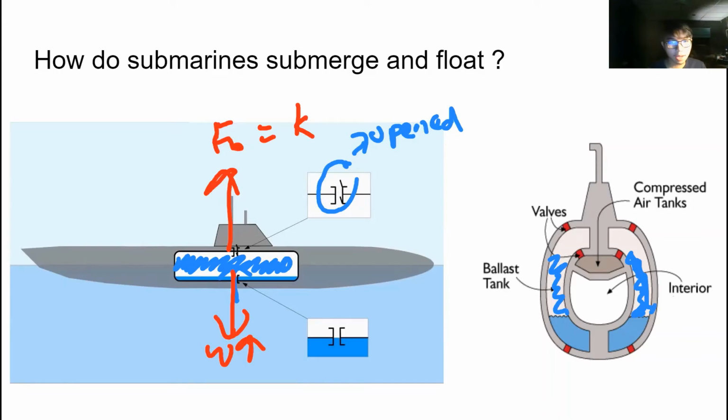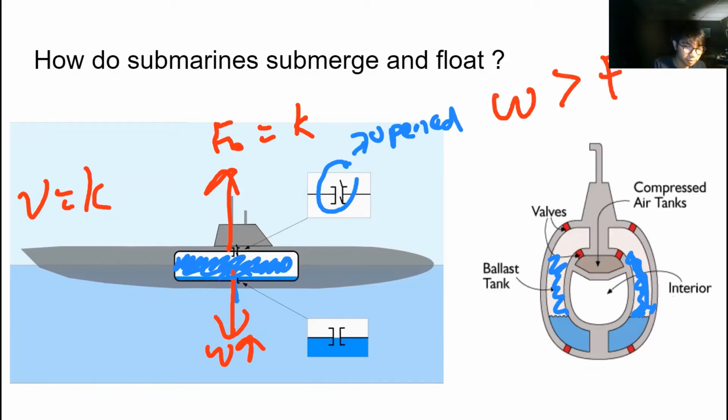Why is it? Well, the buoyant force remains constant because the total volume of the submarine is constant, and the buoyant force depends on the volume. While when water fills the ballast tank, the weight increases. Therefore, the weight will exceed the buoyant force. This means the submarine will submerge downwards.